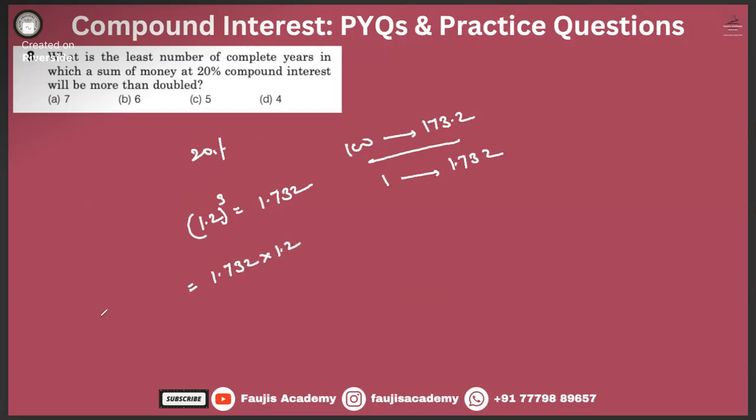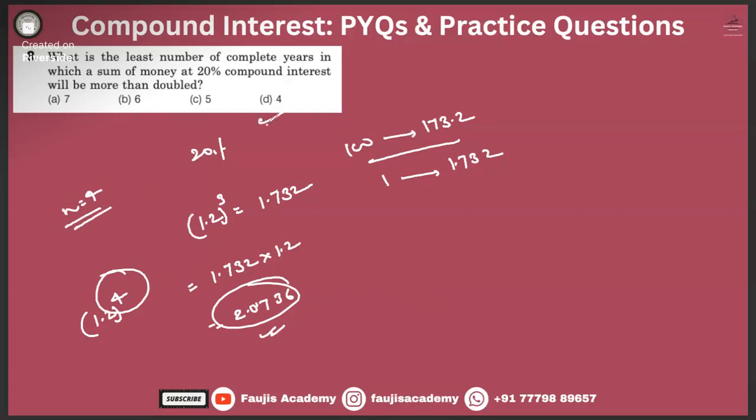So what if we multiply 1.728 into 1.2? How much is this value? 1.2 raised to the power 4 is 2.07. Okay, so is it becoming 2 times? Yes, sir. At what time period? 4, sir. n is equal to 4. So the least time period required over here is option D, 4.